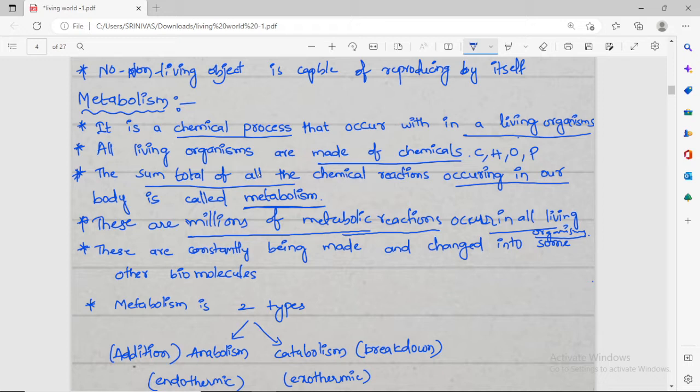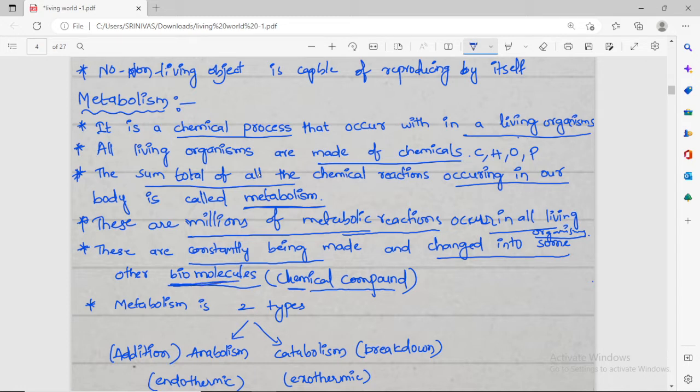Next, these are constantly being made and changed into some biomolecules. Biomolecules means chemical compounds. This chemical compound used in our body is called a biomolecule. Bio means living thing, life. This molecule in our body is called a biomolecule.